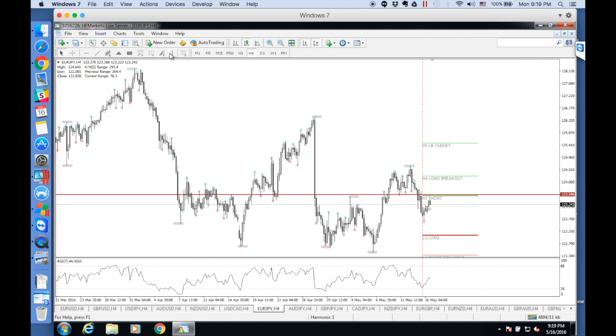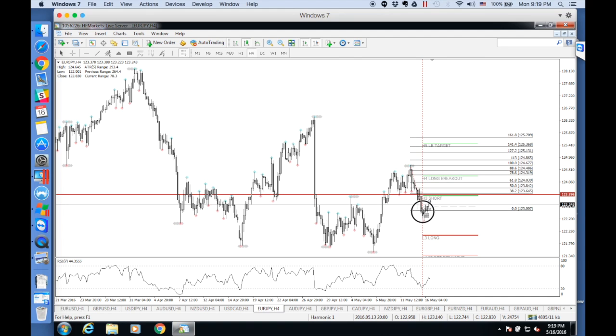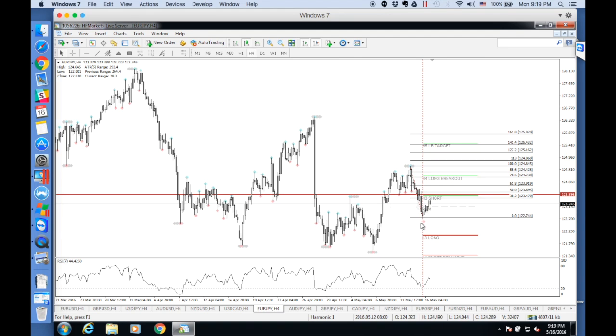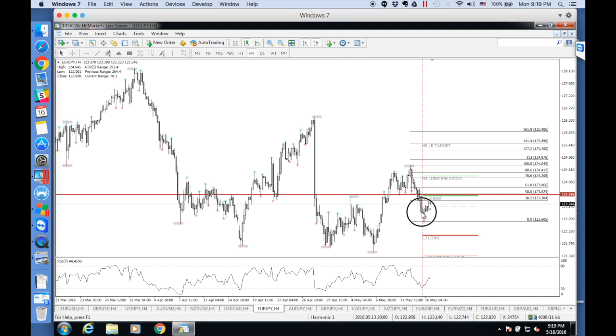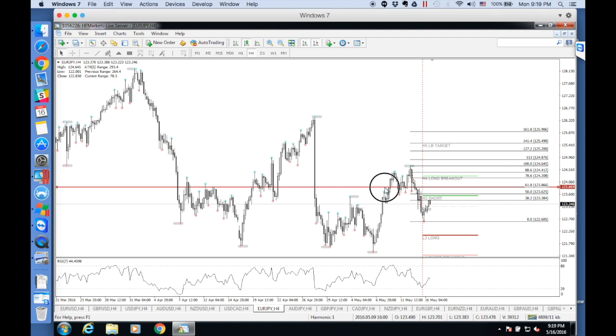So what I'm doing now is I'm just waiting for it to come up and retrace to 61.8, which is here, and then I'm going to trade it, to short it. Yeah, short it. This short is not very strong because Euro is neutral, Japanese is also neutral. So this is just pure technical trading, technical setups.